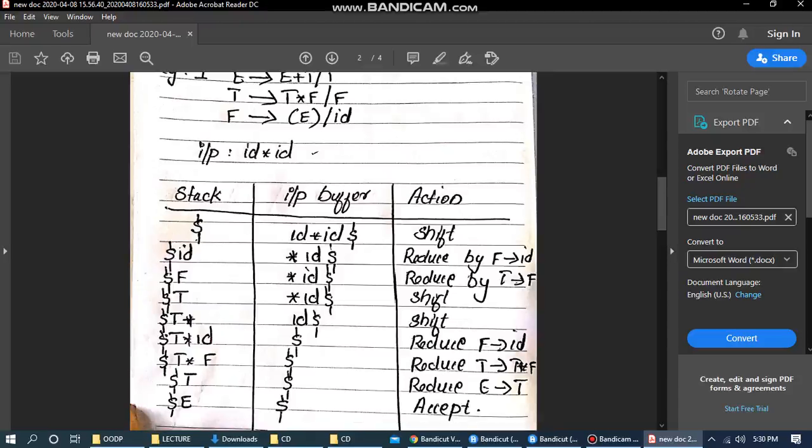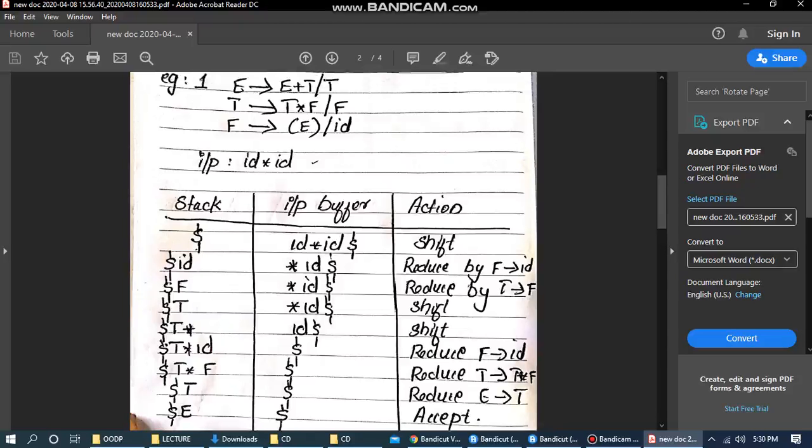Then again we look for T. Is there any T in the right hand side of the production? Yes, it is there in the first production, E gives E plus T. So T is reduced by E, and that action is written in the action state, reduce E gives T. Then yes, we got it.